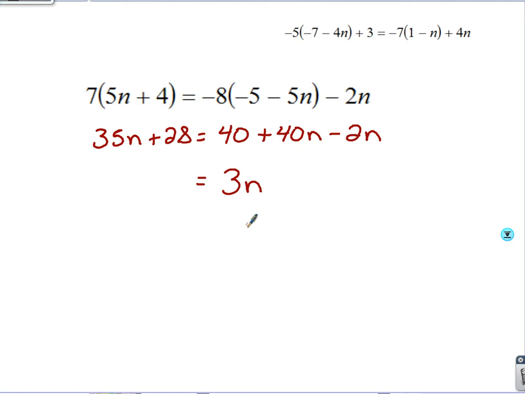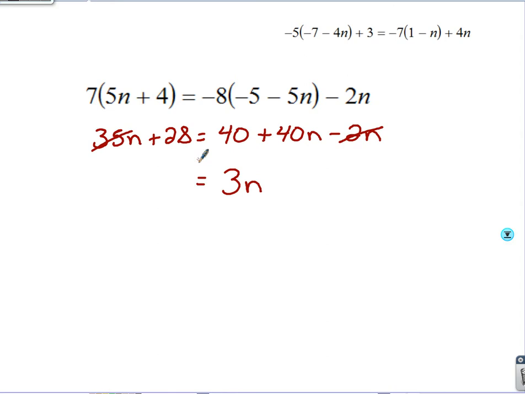All I did was 40. I took away this 35, which left me with 5. And then I took away these 2, which left me with 3. On the left side, I have 28. I've got to take these 40 away. And you don't have to put minus 40.